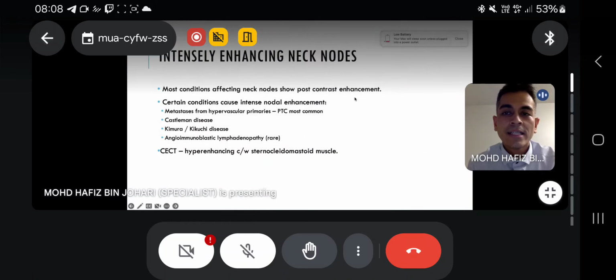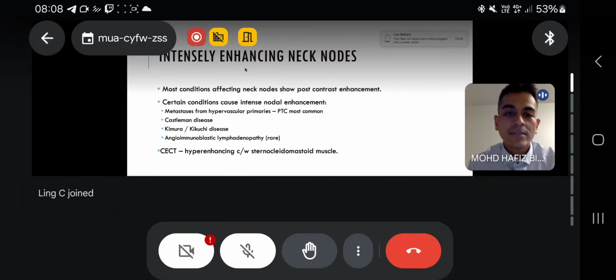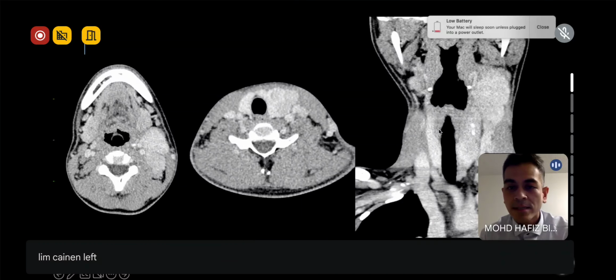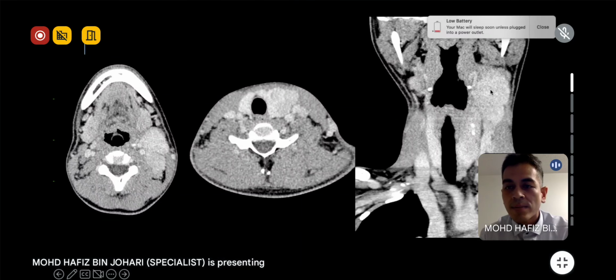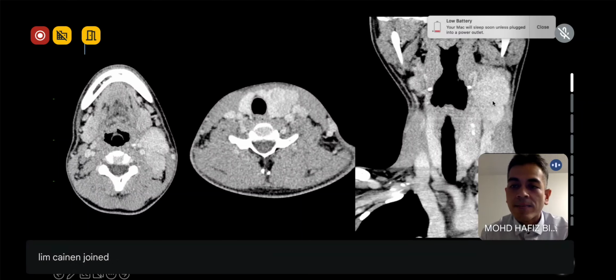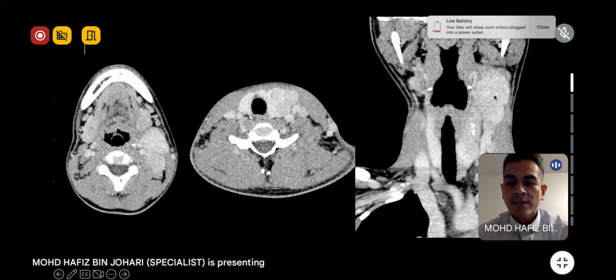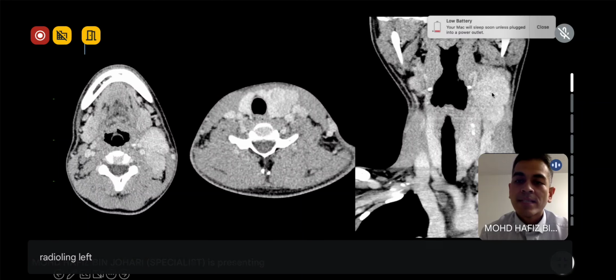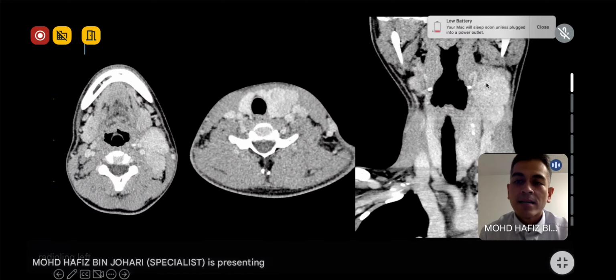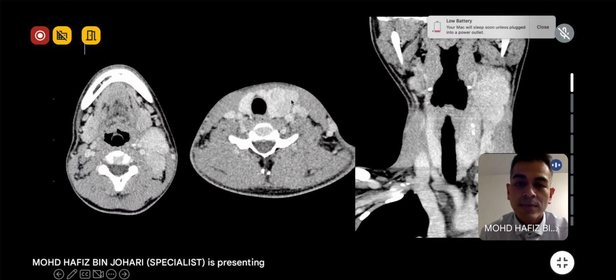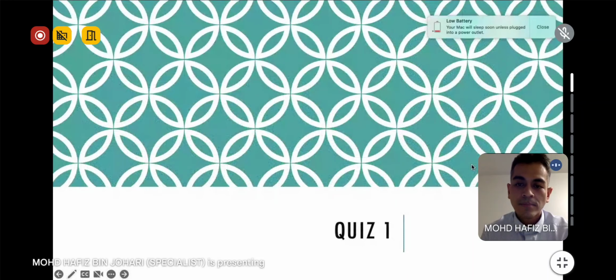One thing that I would like to highlight is that whenever we see intensely enhancing neck nodes, for example, in this case, I'm sorry, this is in the bone window, but if you can make out these multiple enlarged cervical lymph nodes, they are multilobulated with loss of normal morphology, and we should suspect something else rather than just reactive nodes. We could suspect metastatic lesions from hypervascular primaries. For example, in this case, we are seeing this mass at the left thyroid lobe, which could possibly be due to papillary thyroid carcinoma, causing hypervascular metastasis to the cervical nodes.